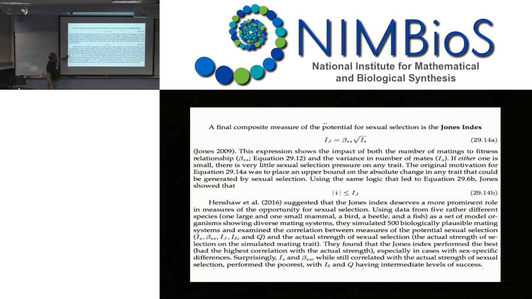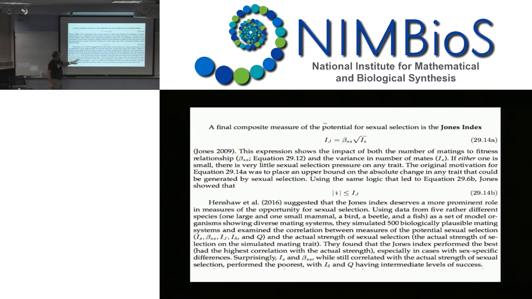So one of the interesting things was someone then asked, which is a better metric for sexual selection? What they did was they took five different species, a large and a small mammal, a bird, a beetle, and a fish, which had good data, and based upon these parameters, they generated 500 biologically plausible mating systems, and then examined the correlation between measures of the potential and the actual strength. The actual strength came basically from the simulated mating data.